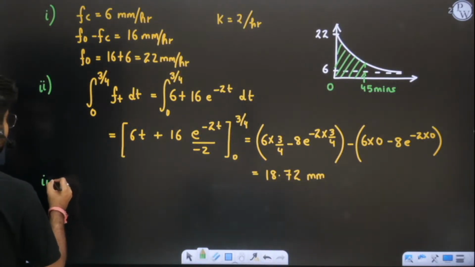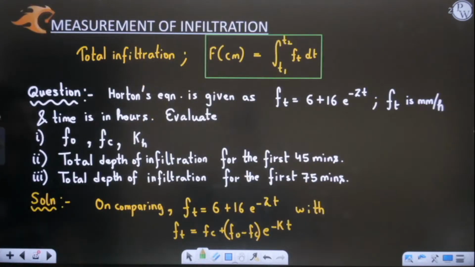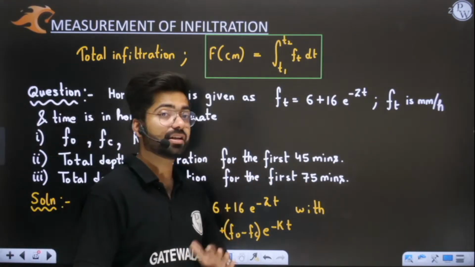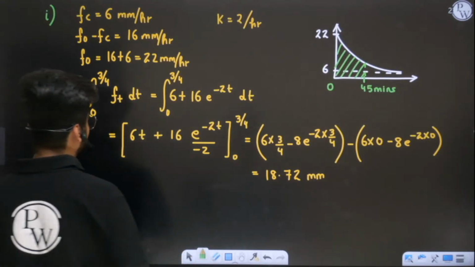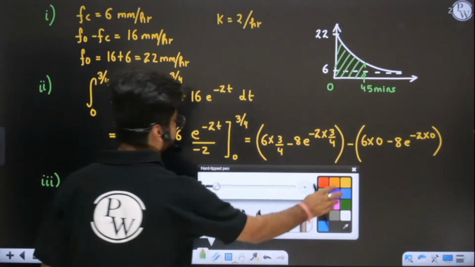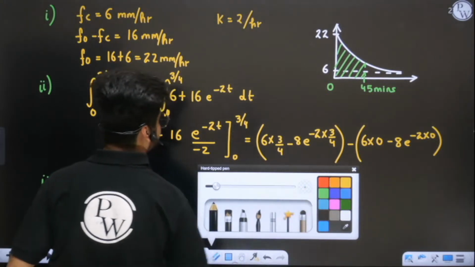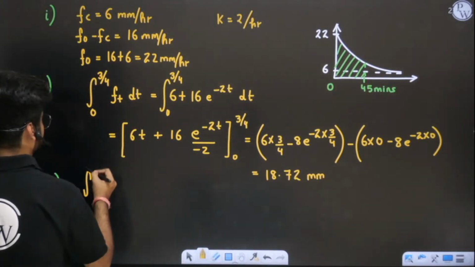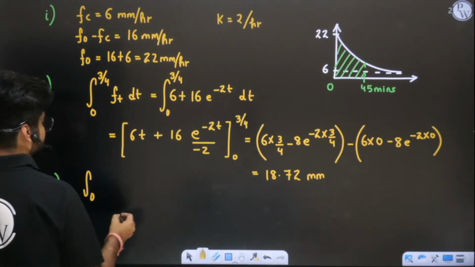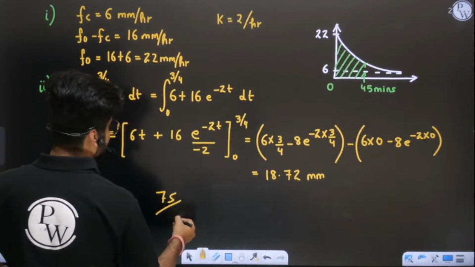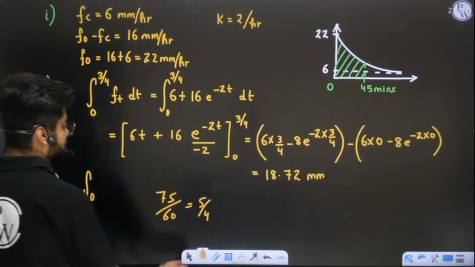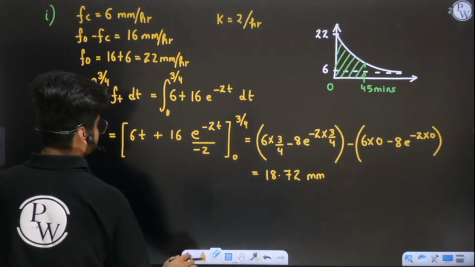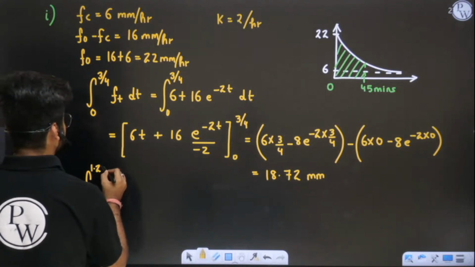In the third part, you have to find the infiltration for the first 75 minutes. If you want to find infiltration for the first 75 minutes, how do I have to integrate? See, 75 minutes is 5 by 4 hours, or 1.25 hours.